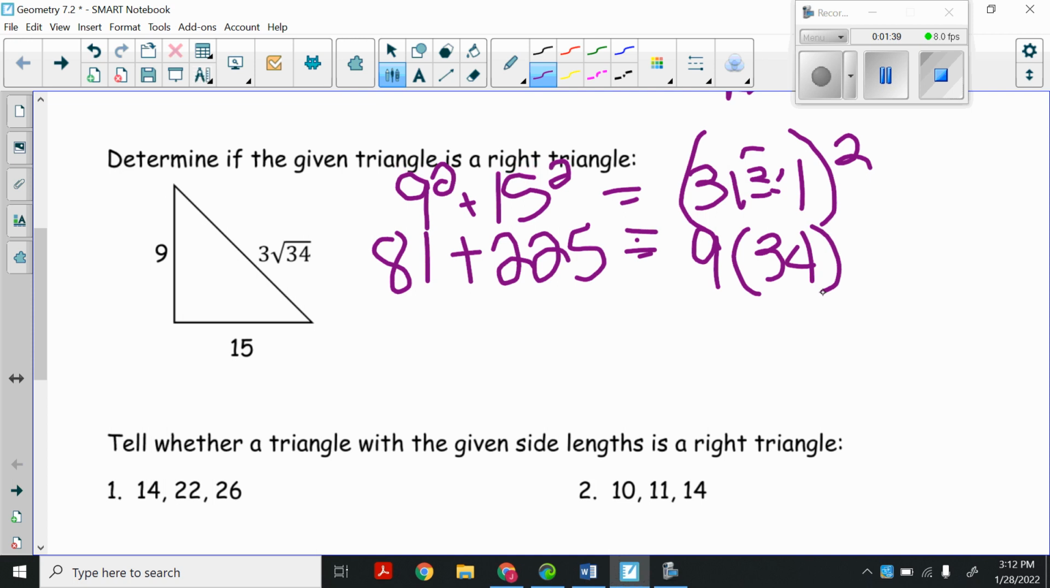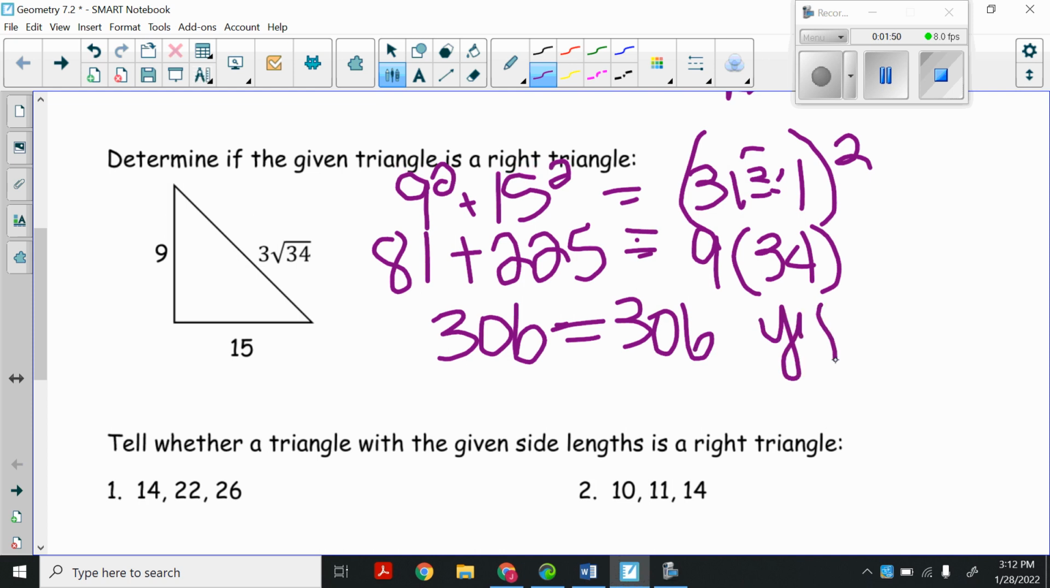So over here, I'm going to add them up. 81 plus 225 is 306. 9 times 34 is 306. Does 306 equal 306? Yes, it does. So therefore, yes, it is a right triangle.